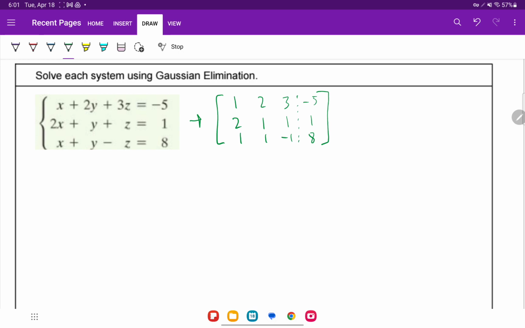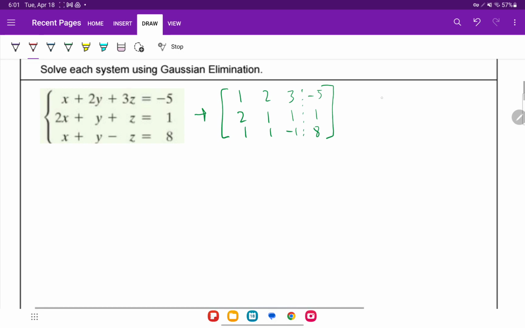All right, so our goal is to get it to the form of 1, 0, 0 and then some number here, 1, 0, some number here, and then we want 1 and some whatever number here. So this is our goal, to get it to this row echelon form. So let's go ahead and start. So our first one, there's a 1 right there, so we're good.